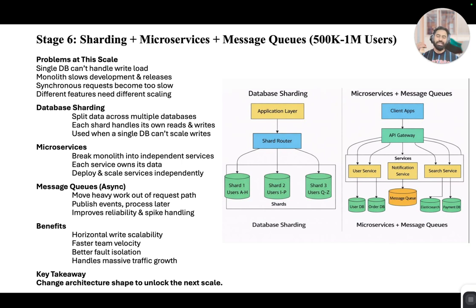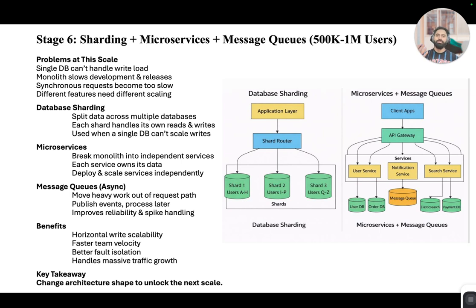So basically read replicas help with the reads, but all the writes still go to one database, that is the primary database. At this scale, the single database becomes the bottleneck. So we have to do sharding. Sharding means splitting the data across multiple databases. So there is one database, and we split the data into multiple databases. Each database handles its own subset of data. Each shard handles both reads and writes.